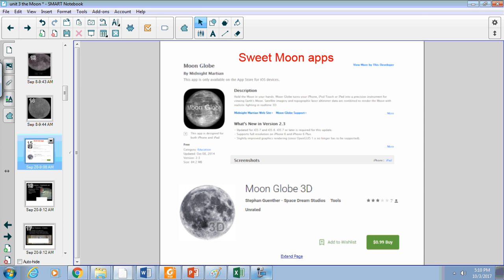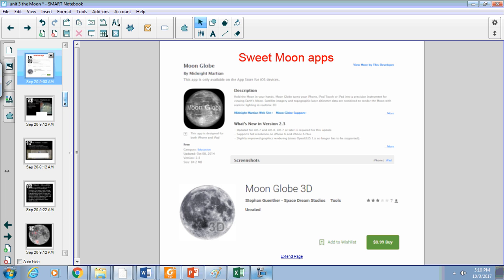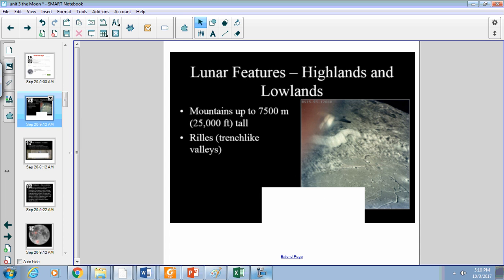So, Moon Globe for iPhone users is free. I use it. It's awesome. You can zoom in, zoom out. For Android, I couldn't find any that was free. I found one that was $1. I'm not an Android user, so I'm sorry. I can't do more for you other than Google moon apps. If you come across one though, by all means, let me know and I'll update my slide here.